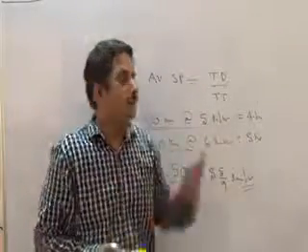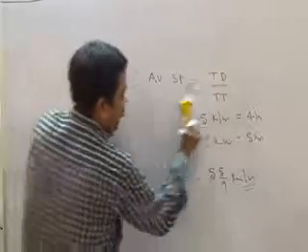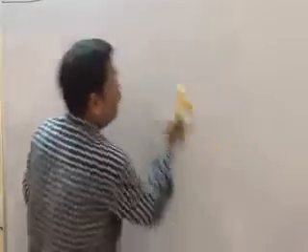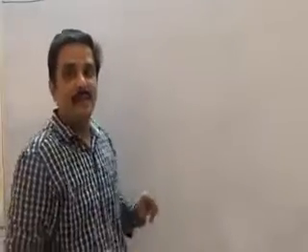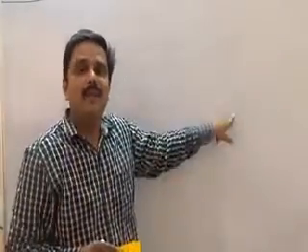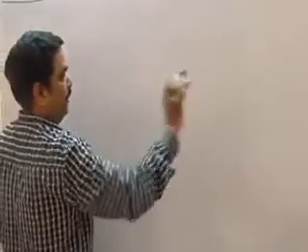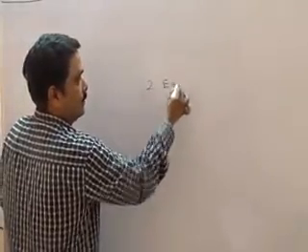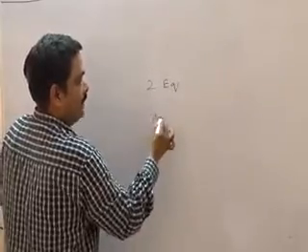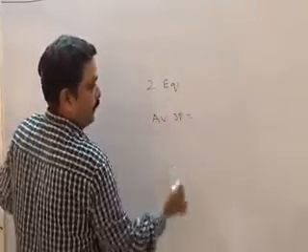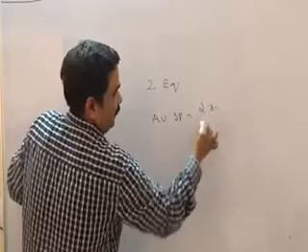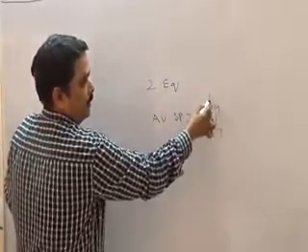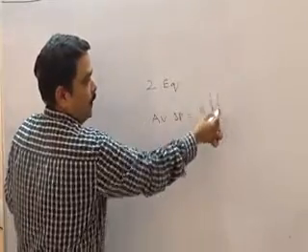What is that? Suppose the distance is divided into two equal parts. In that case you need not apply this one. Straight away you can apply one formula. When the distance is divided into two equal parts, remember, two equal parts, the average speed for that journey is 2xy by x plus y, where x and y are the respective speeds, speed 1, speed 2.